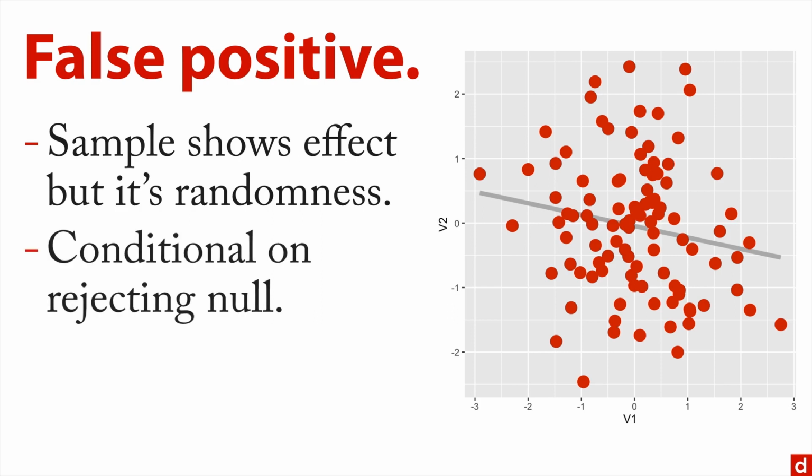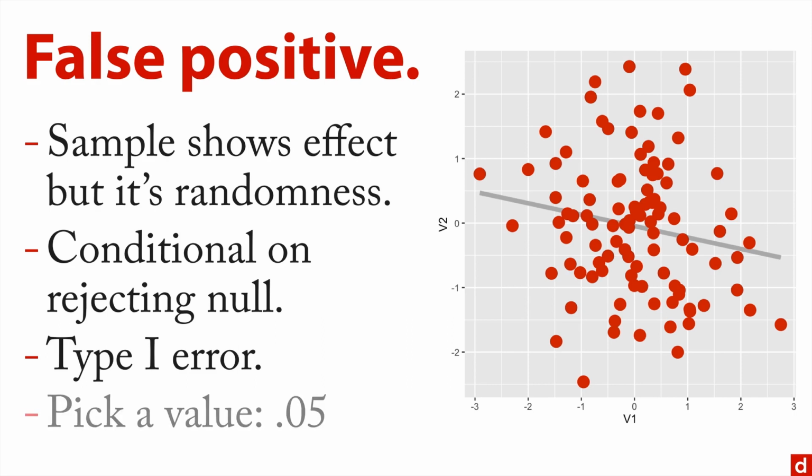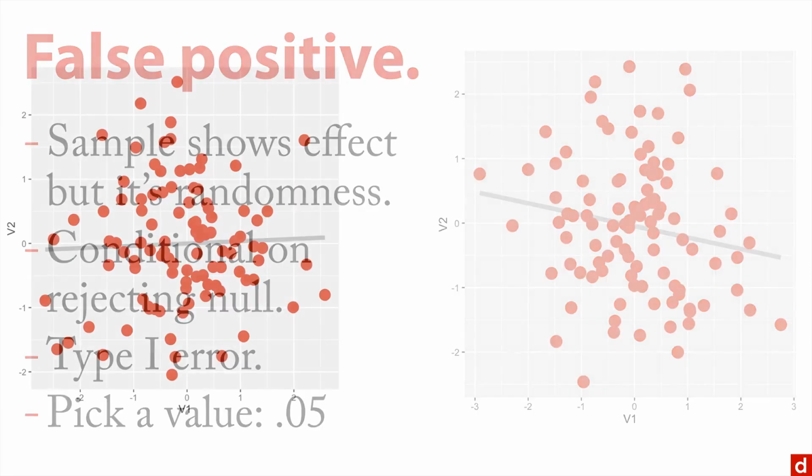The trick about false positives is that's conditional on rejecting the null. The only way you can get a false positive is if you actually conclude that there's a positive result. It goes by the highly descriptive name of a type 1 error. But you get to pick a value for it, and 0.05 or a 5% risk if you reject the null hypothesis, that's the most common value.